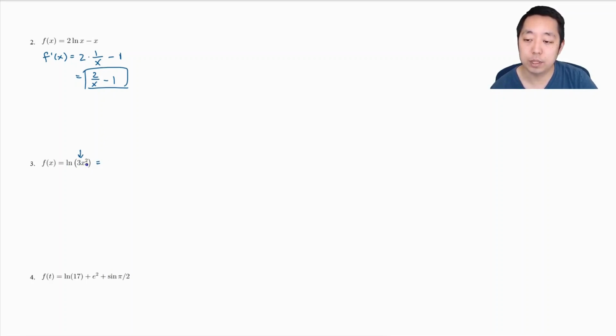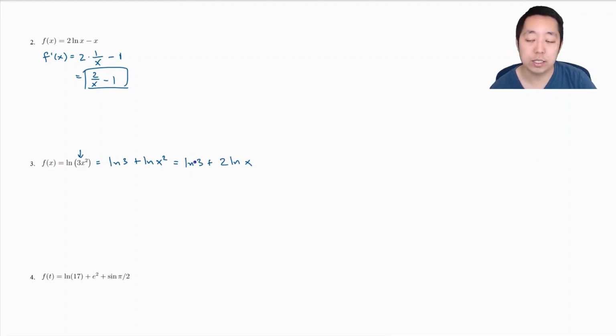And so here I have to use my rules of logarithm. First, I can separate the 3 and the x squared to ln of 3 plus ln of x squared. And then the other rule is that when I take natural log with an exponent, the exponent comes in front, right? So now we take the derivative of this.